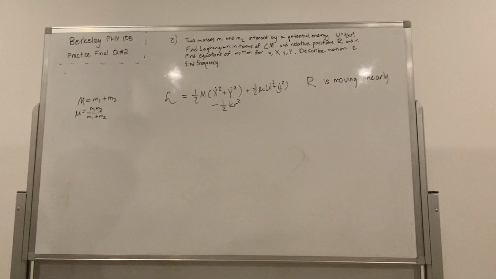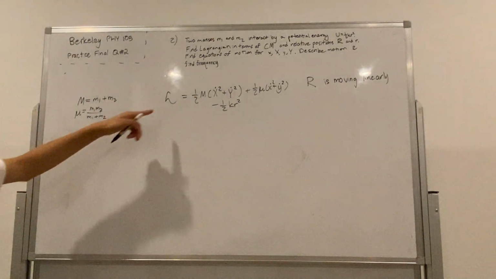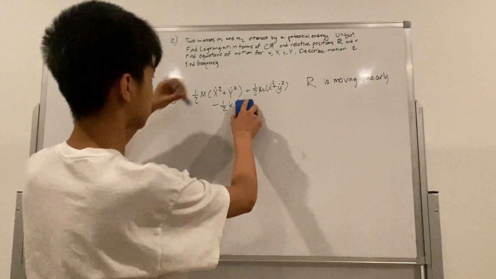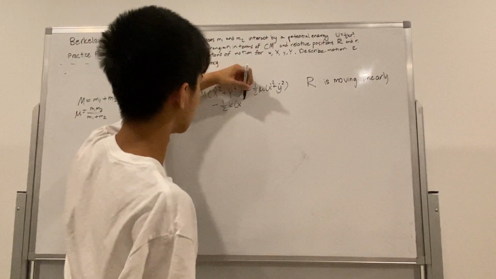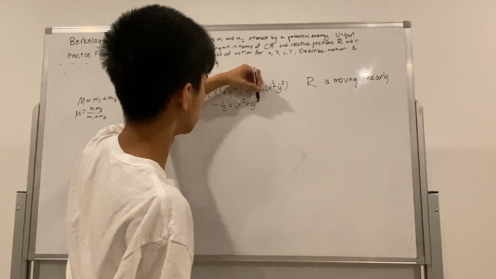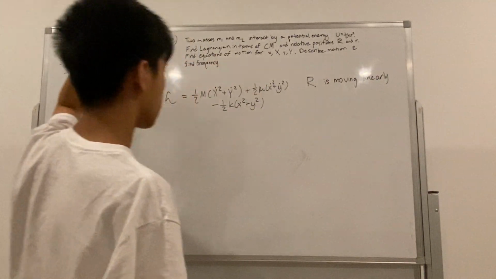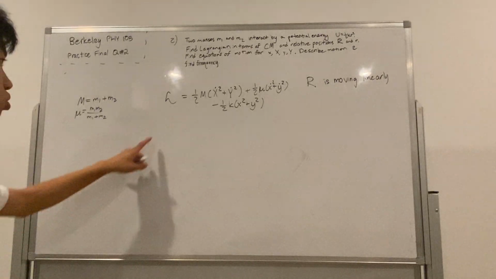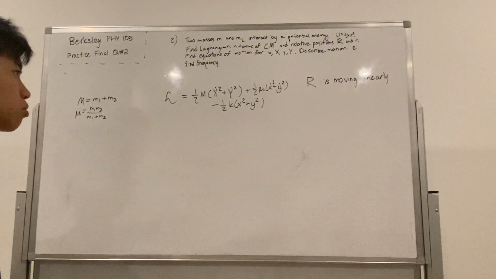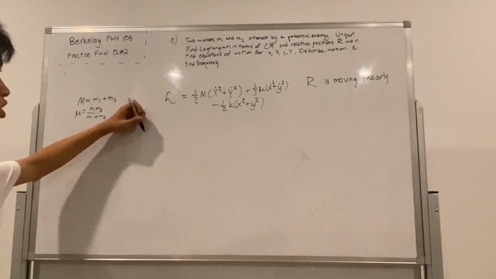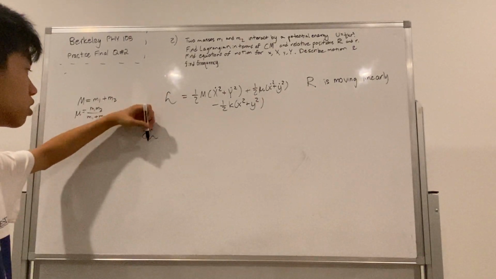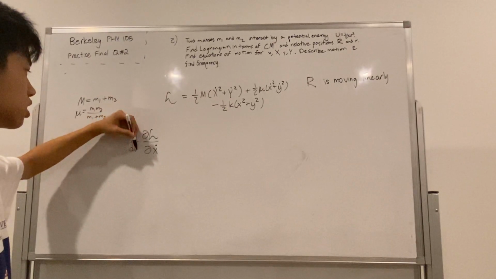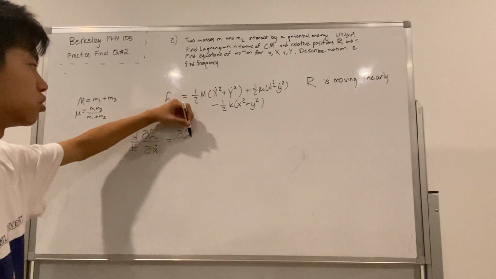Okay, so now we can set up the Euler-Lagrange equations, but for, oh wait, it should be x squared plus y squared here. Forgot to make that a substitution. So now we can differentiate with respect to little x prime and little y prime using the Euler-Lagrange equations for little x and little y. So let's do that.